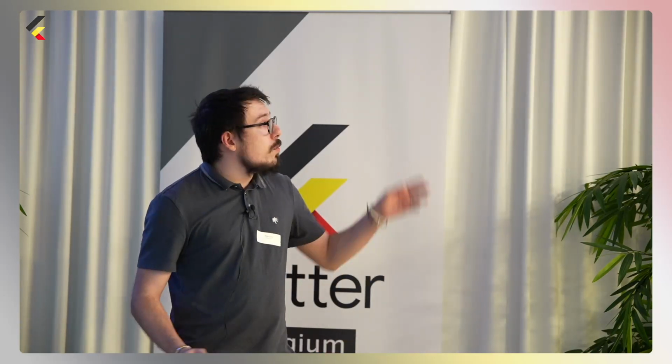Most of the time, the label of the semantics will be the same as the text that you put in your text widget. But sometimes it needs more context and you have to add it manually. For example, for the scan button, I just say scan a QR code or something like this.